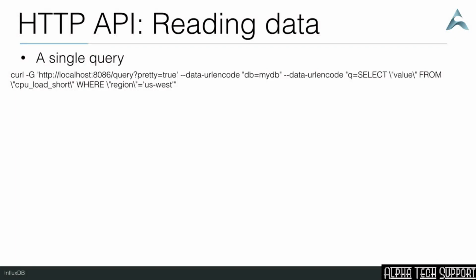To read the data from the database using the HTTP API, we're gonna do the following. We're gonna send the query to the /query endpoint. We're gonna select the database, and we're gonna provide it a query. In this case, select value from CPU_load_short, where region is us-west.